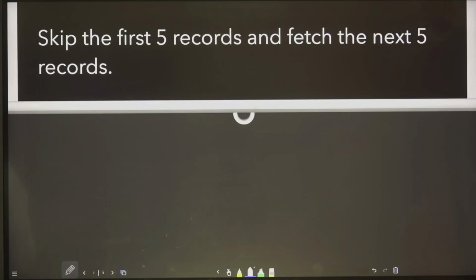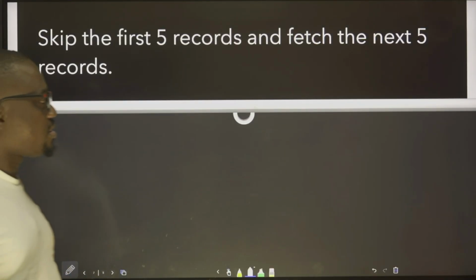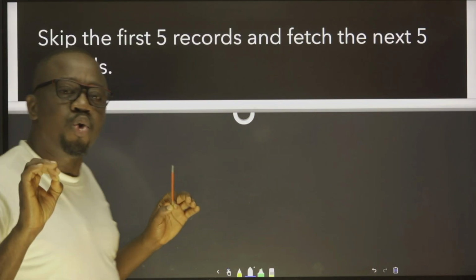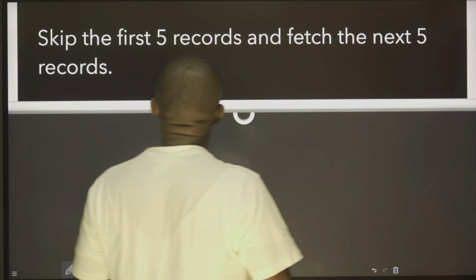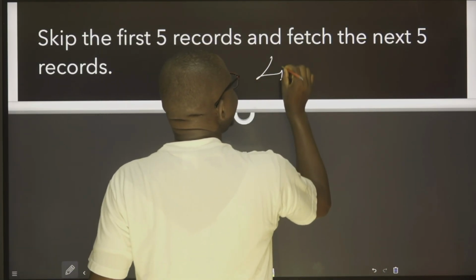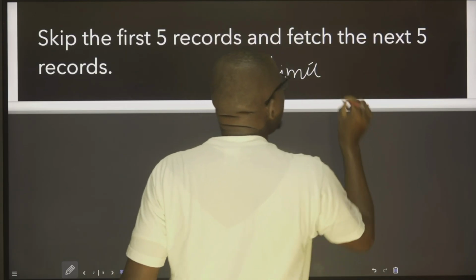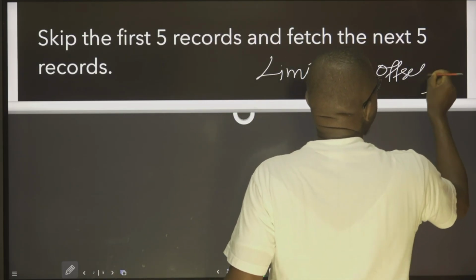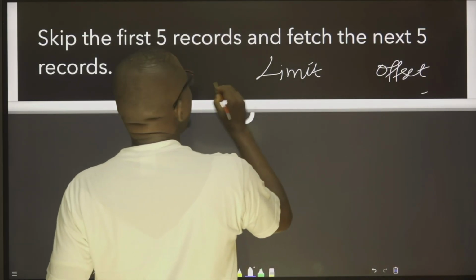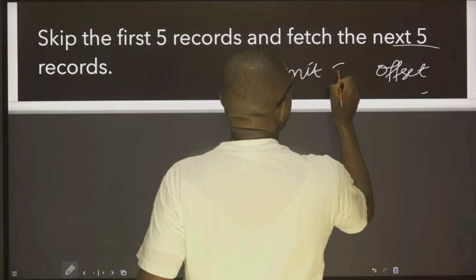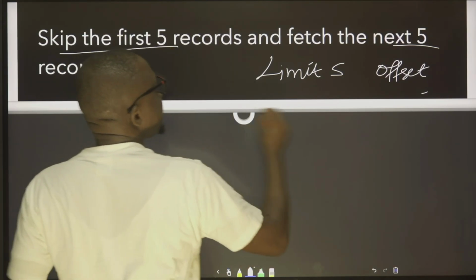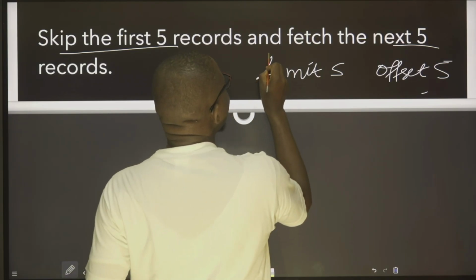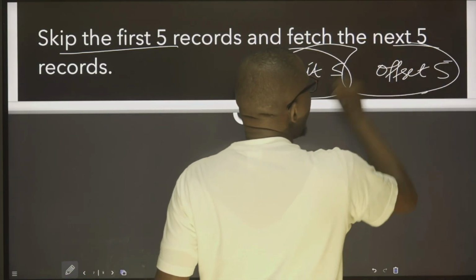Look at it, it says skip the first 5 records and fetch the next 5 records. It means now we are going to apply the offset. Simply remove the first 5 and put the next 5. So we are going to use offset and limit. Because we are going to limit them to 5, fetch 5, we put limit 5. To skip this is offset 5. But when you are writing the query, you must start with limit before you put offset, okay?